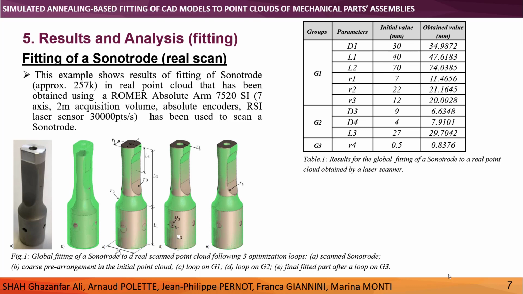For fitting this CAD template, the CAD template has been prearranged with the given point cloud in figure B, and then some initial values are put for different parameters before starting the optimization. The final fitted values are also shown in the table. Here we do not have the deviations because we don't know the real values of this real object. But visually you can see the fitting is very good for this global fitting, and the part is well fitted by the end of the optimization loop.